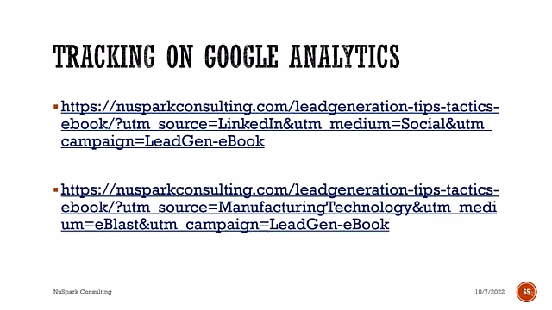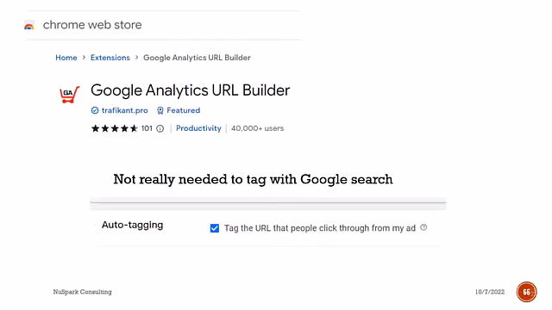Tracking on Google Analytics, like here's my ebook. So here's a LinkedIn source, Medium Social. And here's a trade journal, Manufacturing Technology, with an e-blast. So you can track all this stuff with parameters. And then you can track it on Google Analytics. Google Chrome, I use a Google Analytics URL builder. It's easy to use.